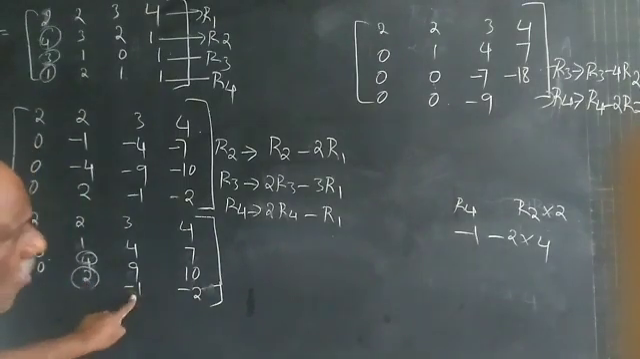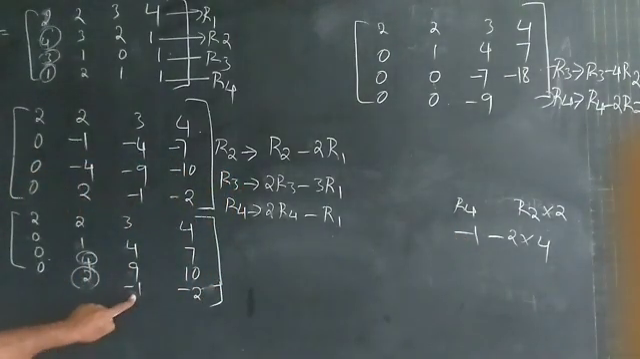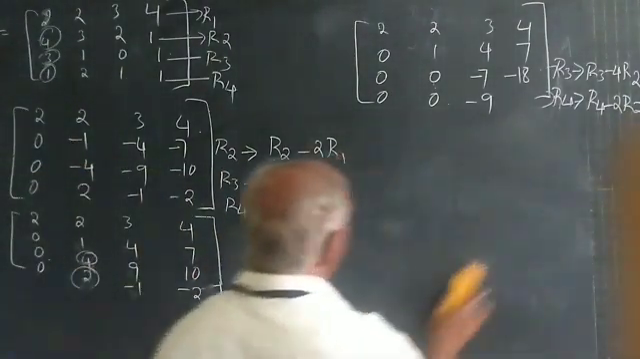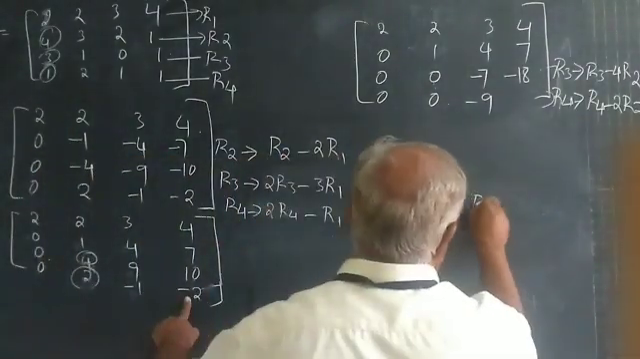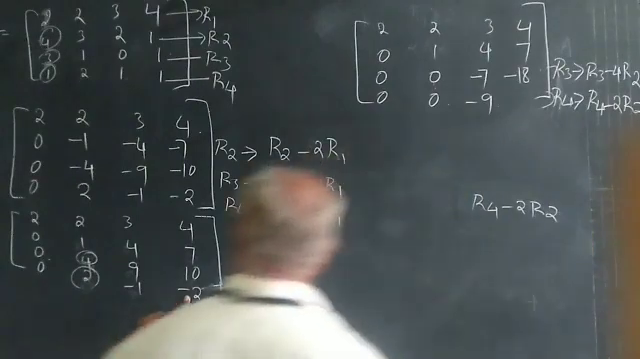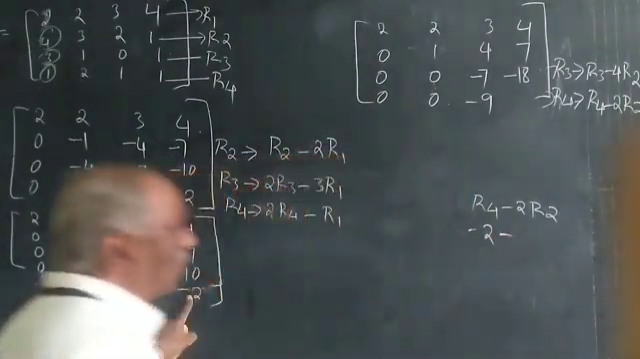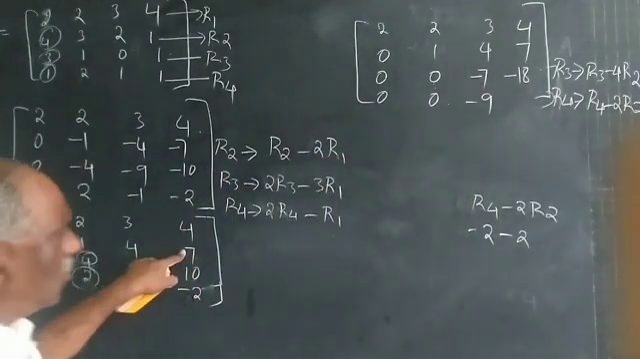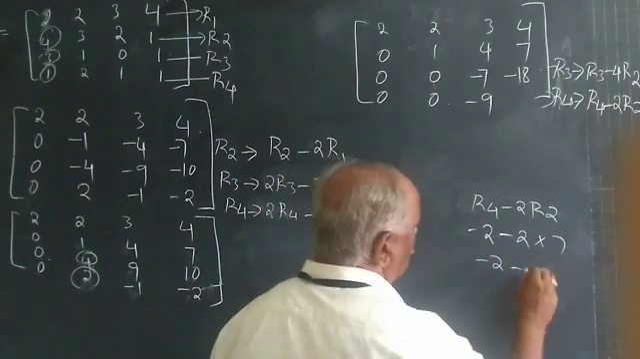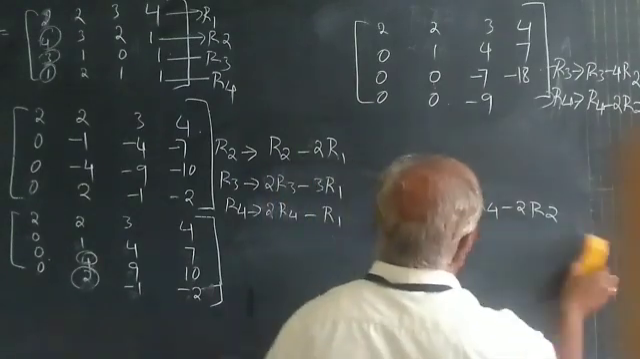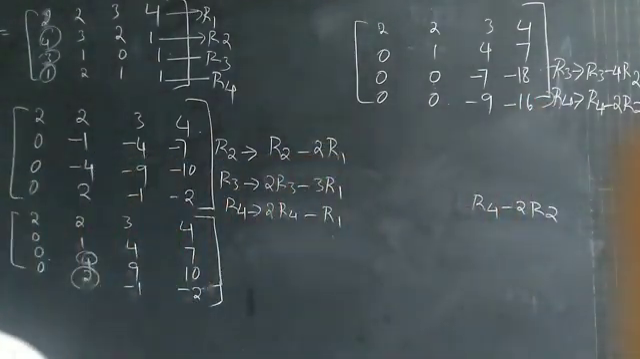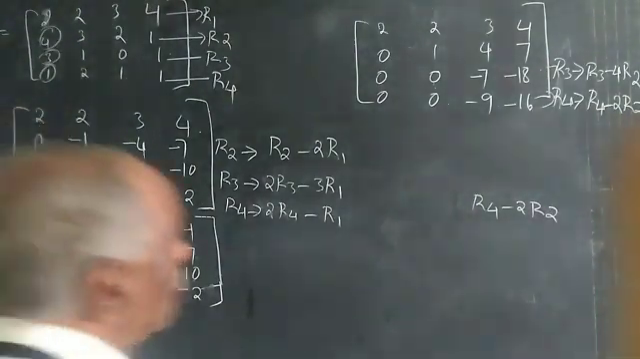Next, coming to this R4. What is R4? Minus 1 minus 2 into R2. What is R2? 4. Minus 1 minus 8, that is minus 9. Next, R4 minus 2 R2. What is R4? Minus 2, right? Minus 2 into R2. What is R2? 7, right? So minus 2 minus 14, minus 16. So you got minus 16. So the operation is R4 going to R4 minus 2 R2, right?